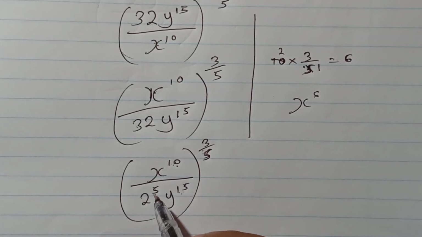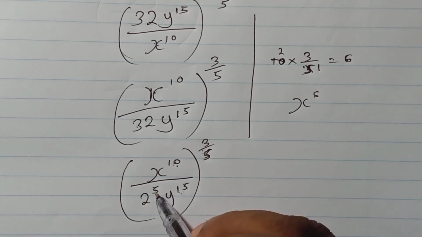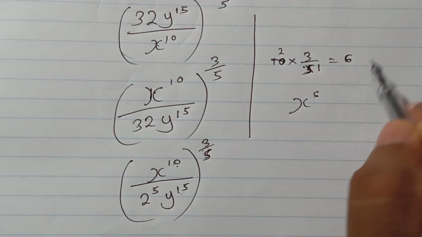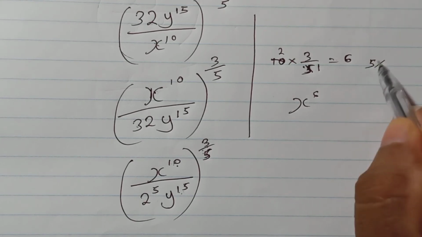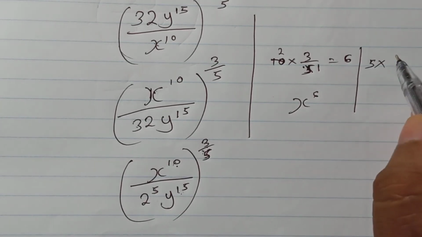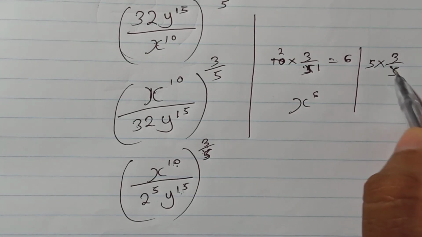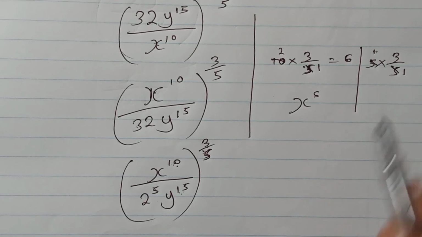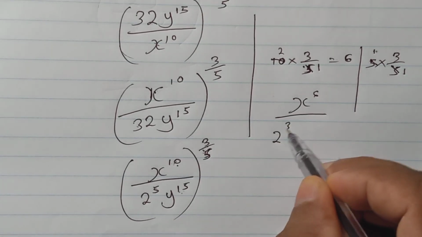Then here 5 into 3 over 5, right? You need to multiply this index with this index again. So I will do it here. 5 into 3 over 5, that means this index with this one. Again here you can cancel: how many 5s are there in 5? 1. How many 5s in 5? 1. So cancel, 1 into 3, it will be 3. So here will be 2 to the power 3, right?